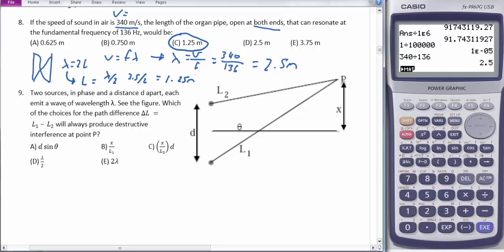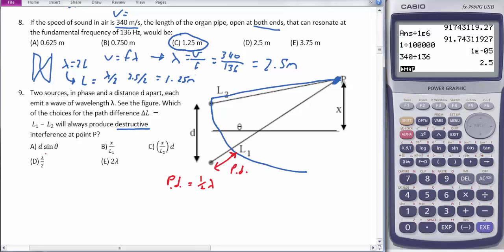Question number 9. Two sources in phase and a distance d apart each emit a wave of wavelength lambda, see this figure here that we're looking at. Which of the choices for the path difference delta L, between L1 minus L2, will produce destructive interference? Okay, if we were to draw a circle with the center of the circle there and curve it around, we can see that the wave must have travelled this extra distance here, which we normally call PD, or the path difference. When it is destructive, then we know that the path difference must equal half a wavelength.